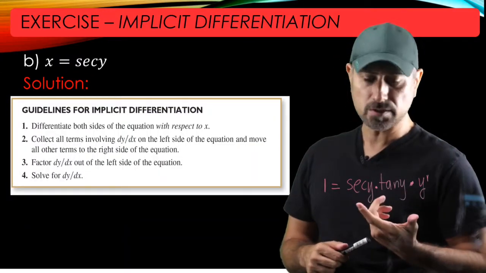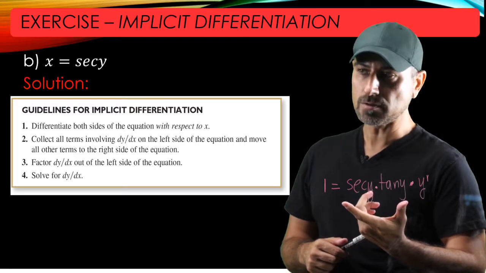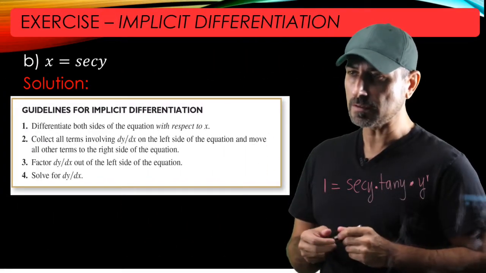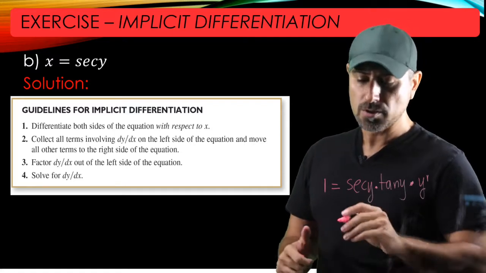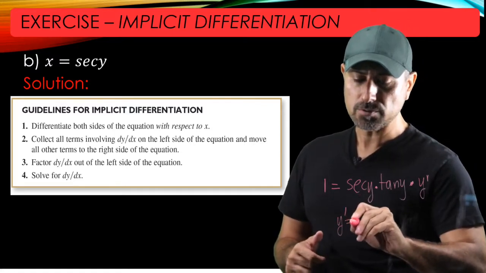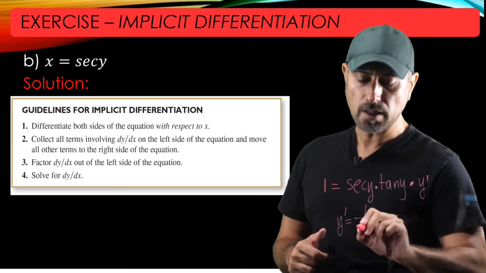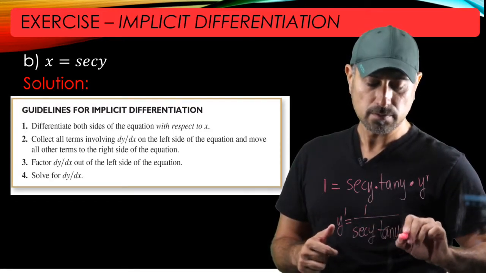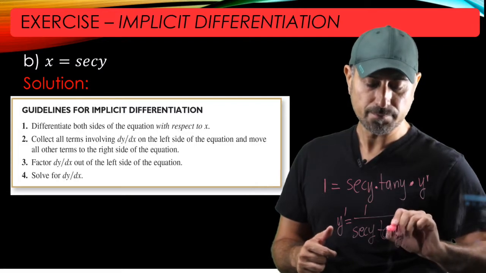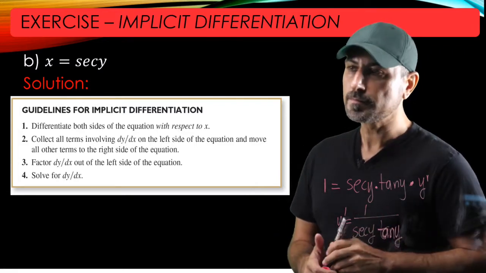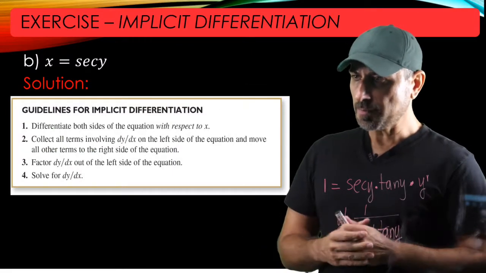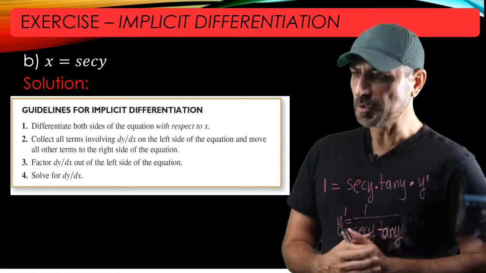You can easily solve this for y prime. All we're going to do is divide both sides of the equation by secant y tangent y. You don't need to recollect all the terms on either side of the equation. So y prime turns out to be 1 over secant y tangent y. At this moment, you can just stop and conclude that y prime is 1 over secant y tangent y.